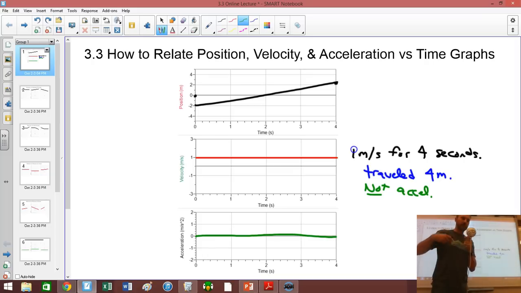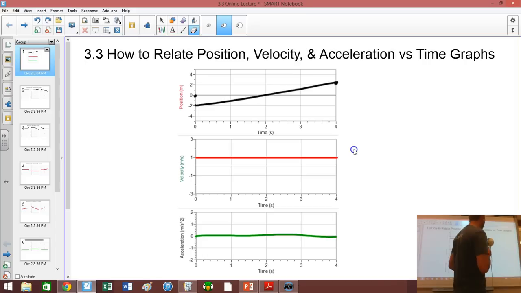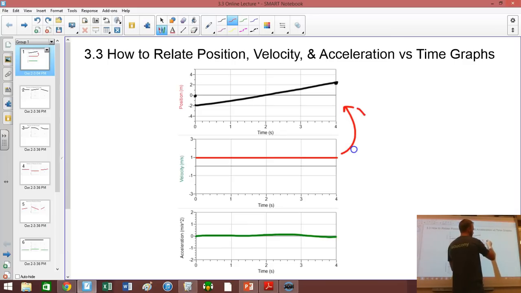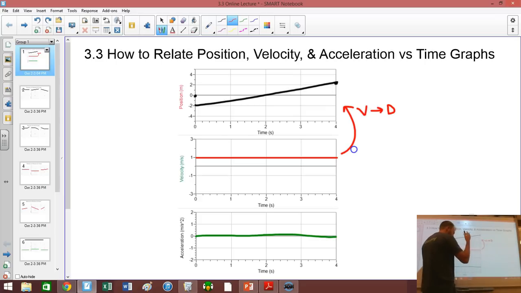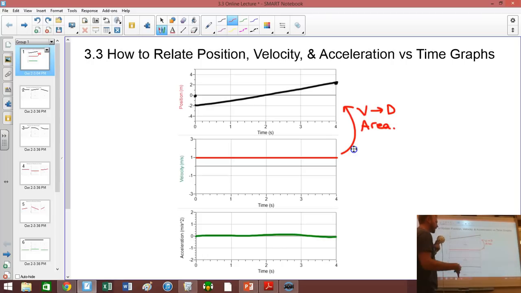Now, if the logic doesn't work for you, I want to give you another method for doing this, and this method will work for all of the ones that we're going to do today. When you go from this graph, from the velocity versus time to the position, so from velocity to your displacement graph, it's always the slope. I'm sorry, not the slope, it's the area. That's a little bit funny. What do I mean by the area? I mean the area underneath the graph.